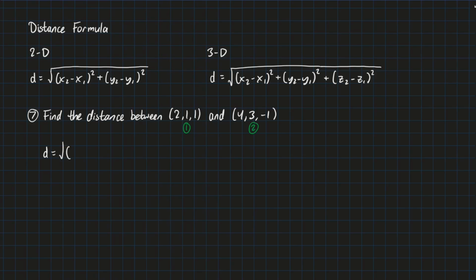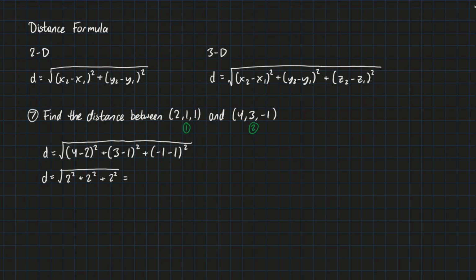x2 would be 4, and subtract by x1, which would be 2, squared, plus y2 would be 3, and y1 would be 1. 3 minus 1 squared, plus z2 would be negative 1, and z1 is a 1. So solving this would have 2 squared plus 2 squared plus 2 squared. This equals the square root of 12. So the distance between those 2 points is approximately 3.46 units.